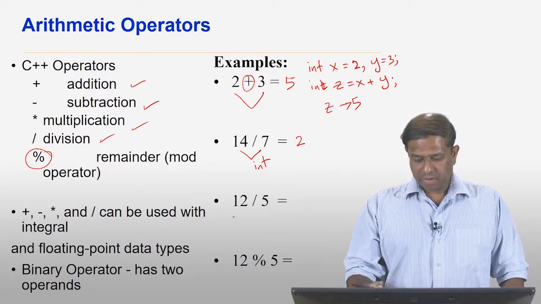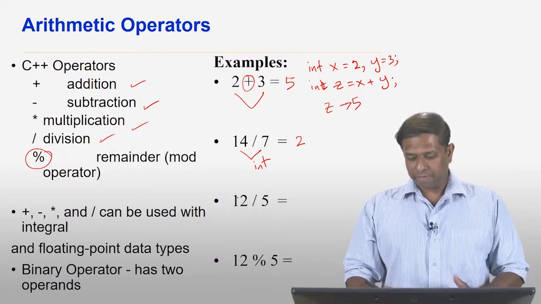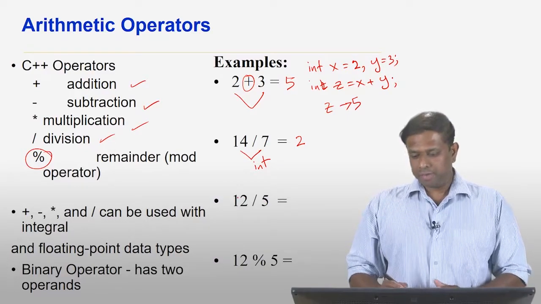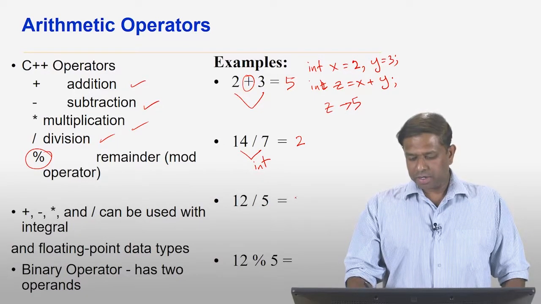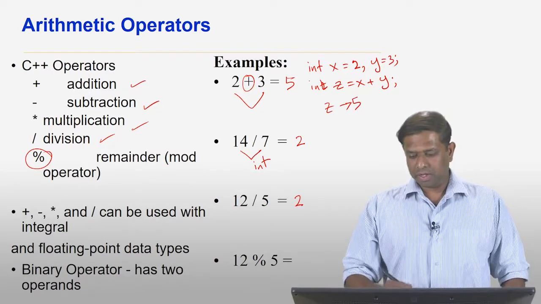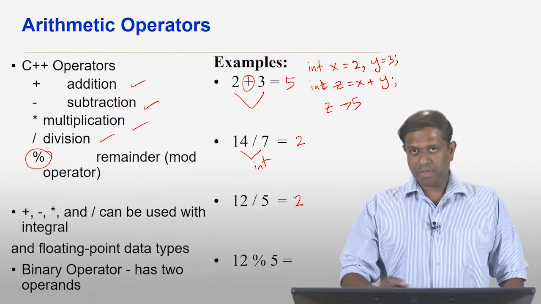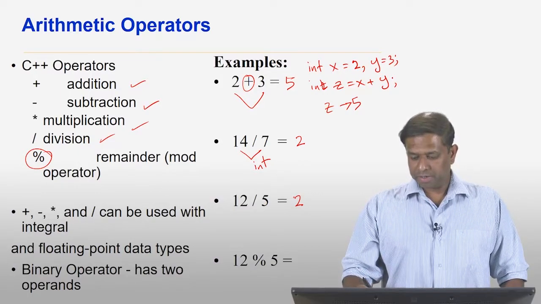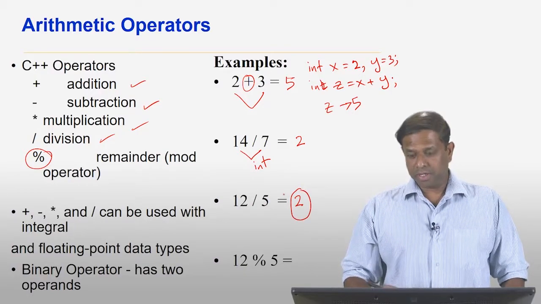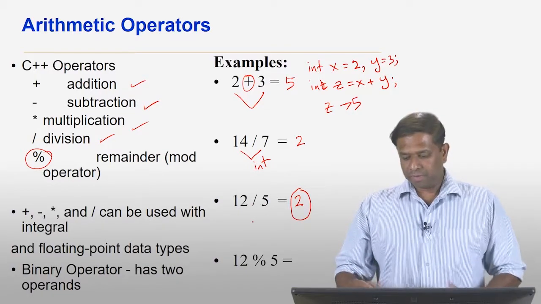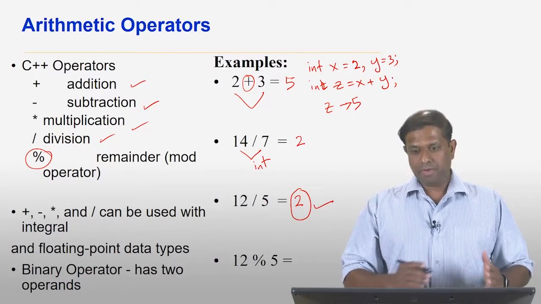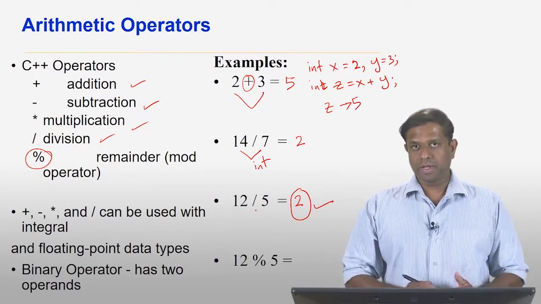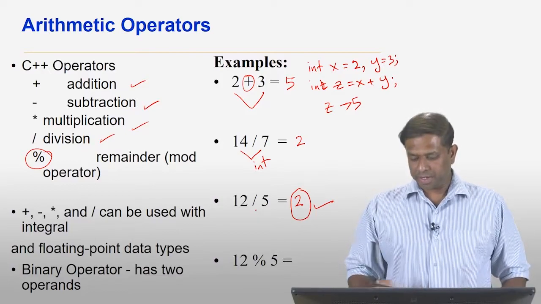However, when we divide, let us say, 12 by 5, 12 cannot be evenly divided by 5, but we have 2 5s in 12 and then something remaining. We are going to get rid of the remaining part, that is the decimal part, and we get only the integer portion of the division. Therefore, 12 divided by 5 will result in 2. So when we have 2 integer operands, the resulting value is going to be an integer value.